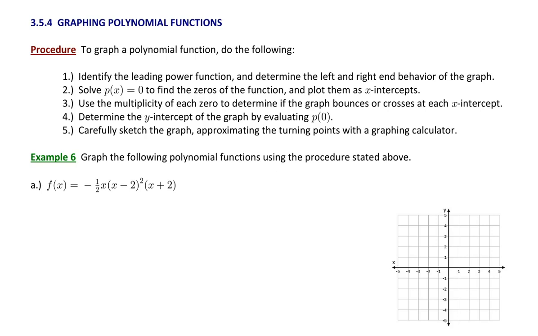Then, number two, solve p of x equal to 0 to find the zeros of the function and plot them as x-intercepts. Don't forget to consider the multiplicity of each 0 to determine if the graph bounces or crosses at each x-intercept. Number four, find the y-intercept of the graph by evaluating p of 0. That's equivalent simply to plugging 0 in for x.